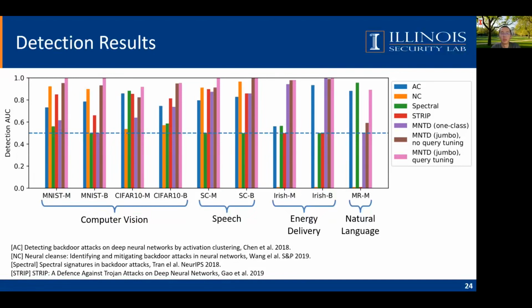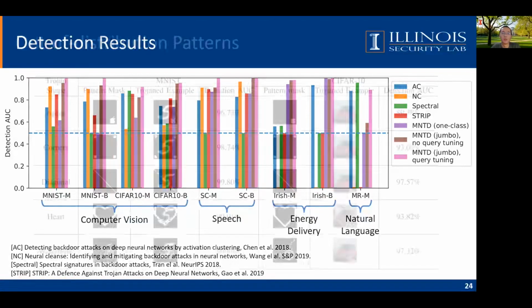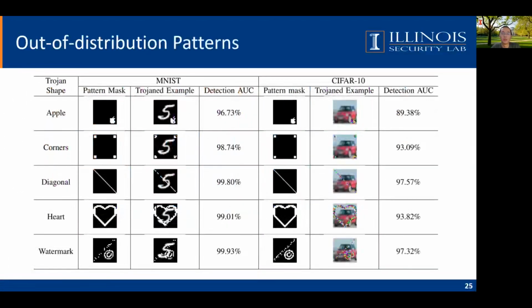The patterns in these attacks are modeled by our jumbo distribution, and we are also interested in how the model performs on the patterns that are not modeled in jumbo learning. Therefore, we designed these attacks, which are completely out of our jumbo distribution. We apply these patterns and perform the poisoning attack and use our pipeline to detect it. And we can observe here that the model still generalizes well, even if the pattern is out of the distribution.